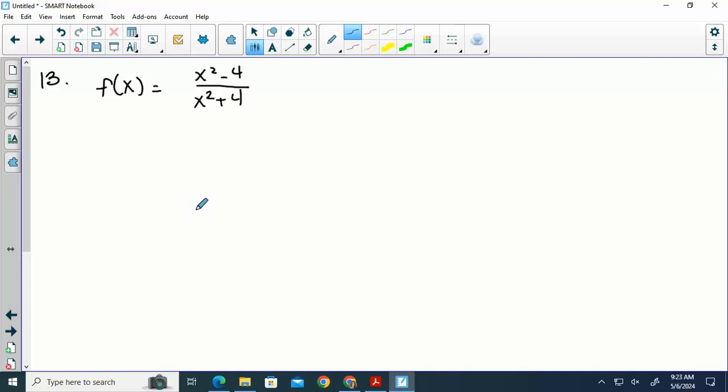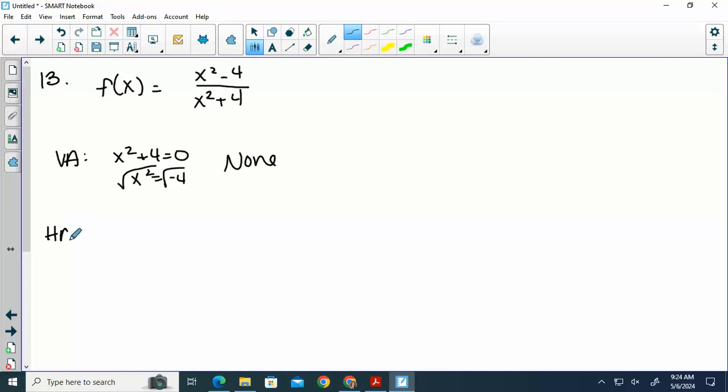So, first thing on this one, because it's a fraction, we know we have asymptotes. Vertical asymptote: x equals anything that makes the bottom 0. If you set the denominator equal to 0, you get x squared to be -4. What kind of numbers are we getting? Imaginary. So that means there is none.